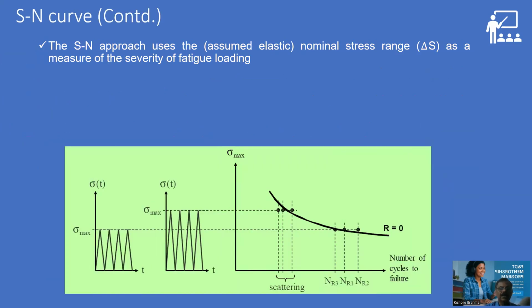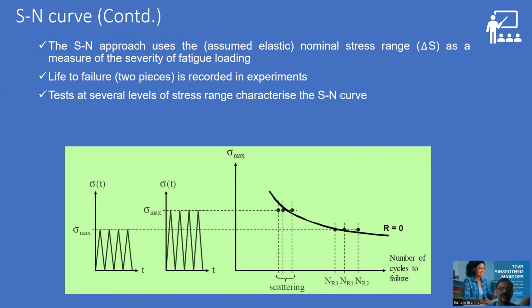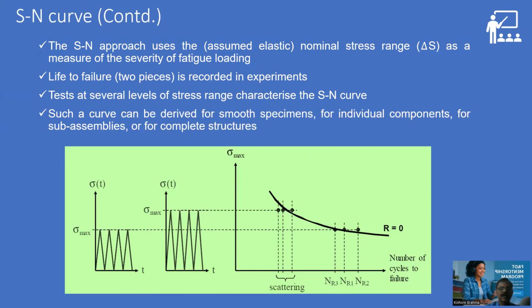To understand how the SN curve is generated, it basically uses a nominal stress range as a measure of the severity of fatigue loading. For a given stress level, it is repeatedly applied till failure occurs into two pieces. Then a series of tests are conducted at different stress levels, and the points of failure are joined together to construct an SN curve. It's not only done for smooth specimens, it has also been done for individual components, sub-assemblies, or complete structures.